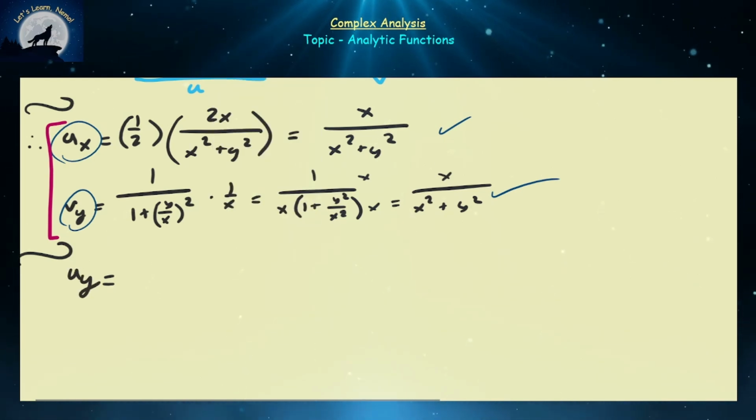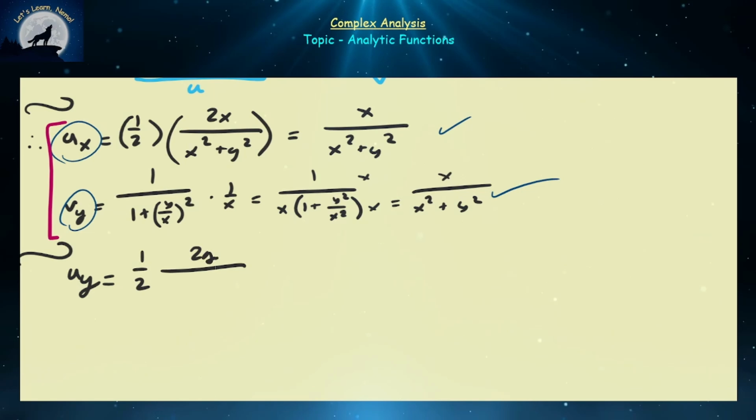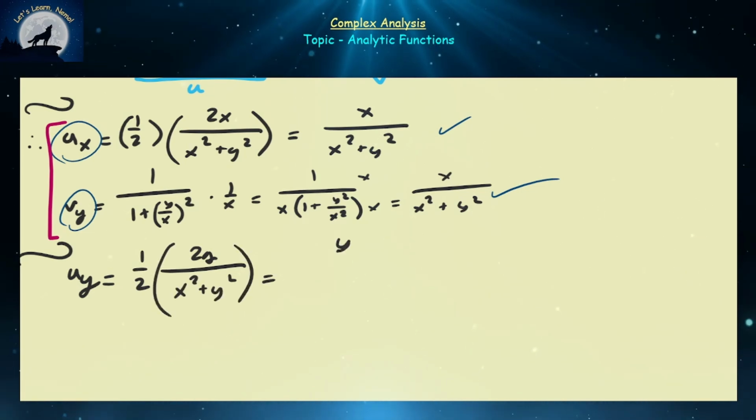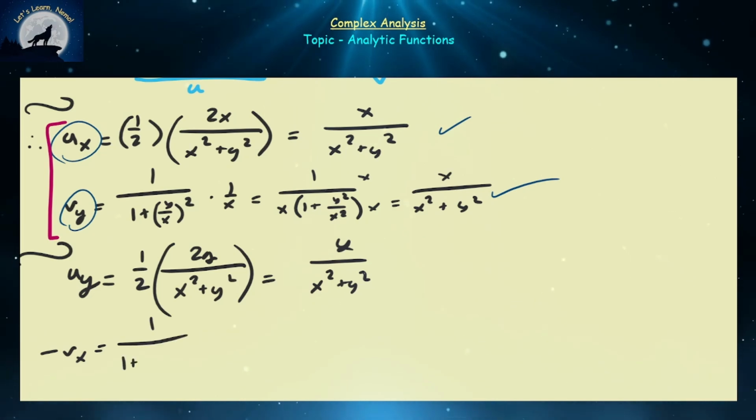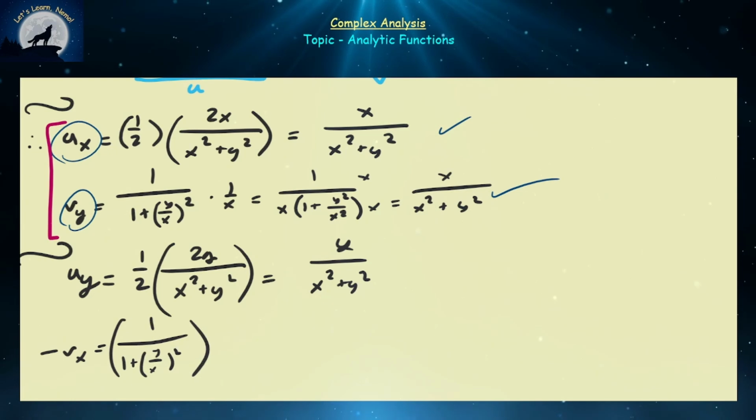So u_y will be equal to, so what is u? It's actually going to be the same exact thing. The only difference is that instead of 2x on top, we're going to have 2y over x squared plus y squared, which is going to be equal to y all over x squared plus y squared. And then minus v_x is going to be equal to 1 over 1 plus (y over x) quantity squared, times the derivative of the inside with respect to x, and let's not forget our minus sign.